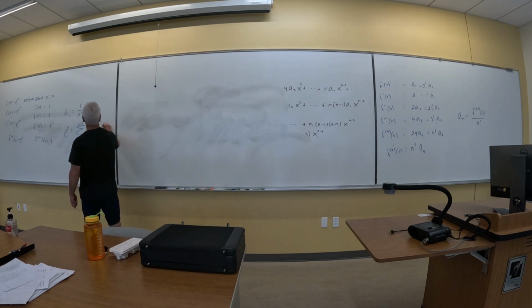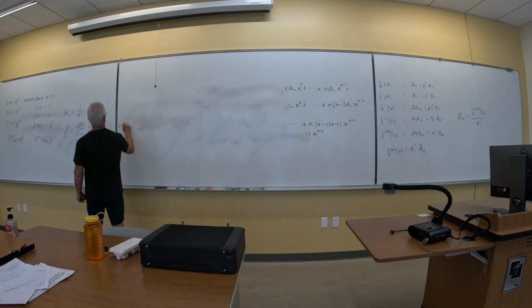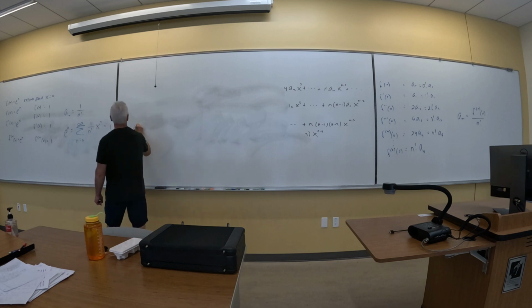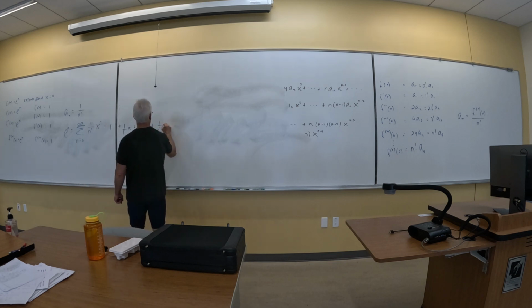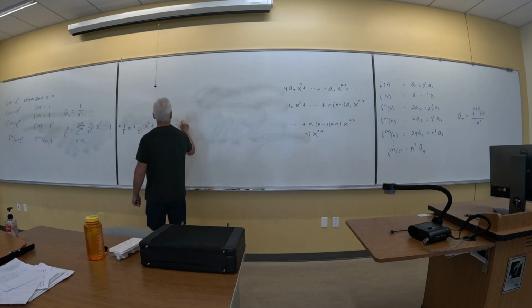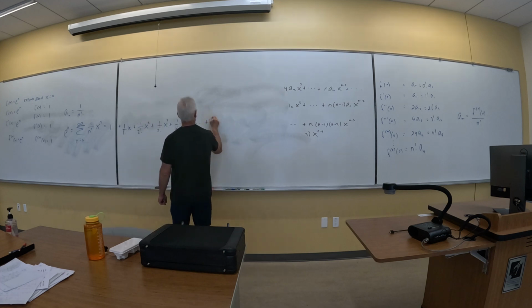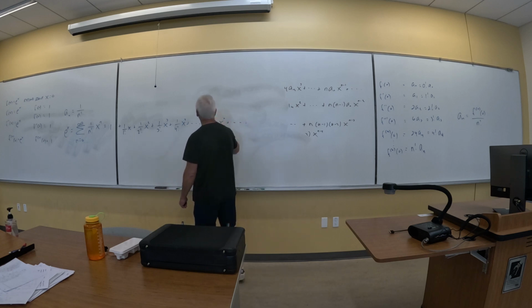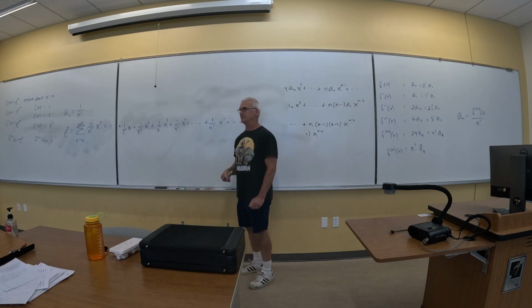So what does this look like? Well, if n is 0, it's 1, plus 1 times x, 1 over 1 factorial x, plus 1 over 2 factorial x squared, plus 1 over 3 factorial x cubed, 1 over 4 factorial x to the 4, 1 over n factorial x to the n. All right, that's what we're saying this is equal to.